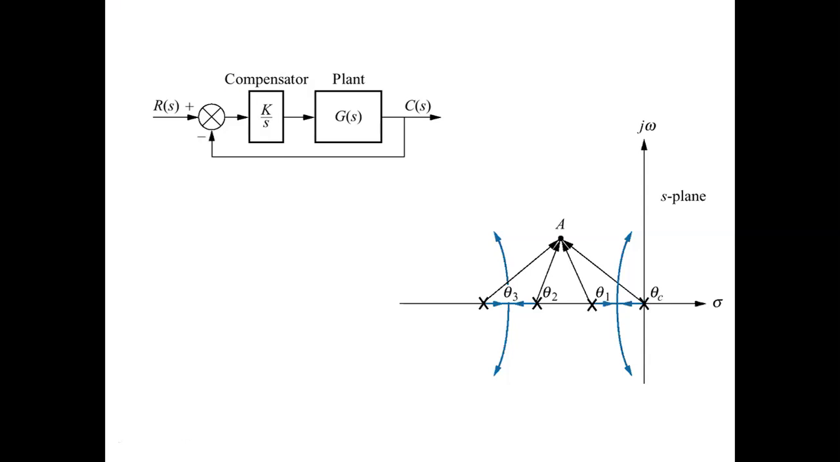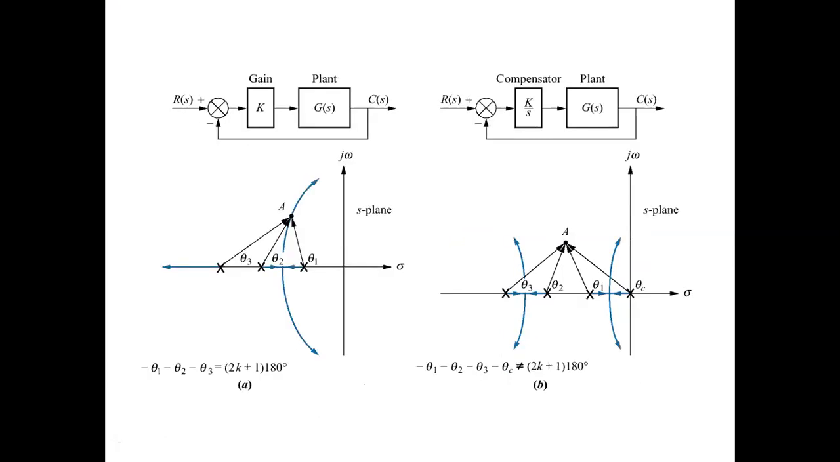Now the root locus has been changed. Also, the angle criterion is not followed: the sum of angles is not equal to an odd multiple of 180. Previously, this was the root locus. Now the root locus has changed, and this is our new root locus with the compensator.